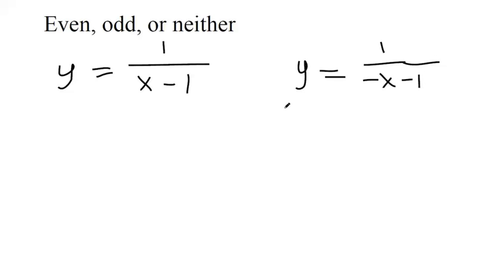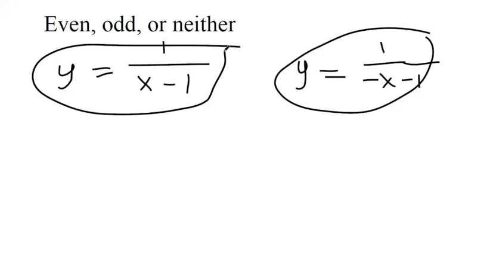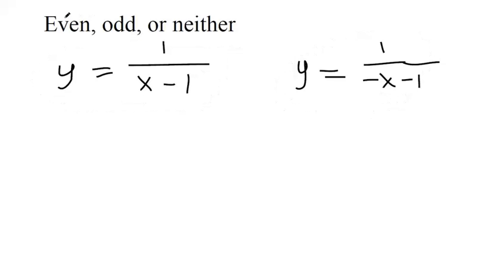This equation or this function is even if plugging in negative x gives us the same thing as leaving the equation alone, not changing x. They're not the same, right? The only difference is this has a positive x, this has a negative x, but since there is one difference, not even.